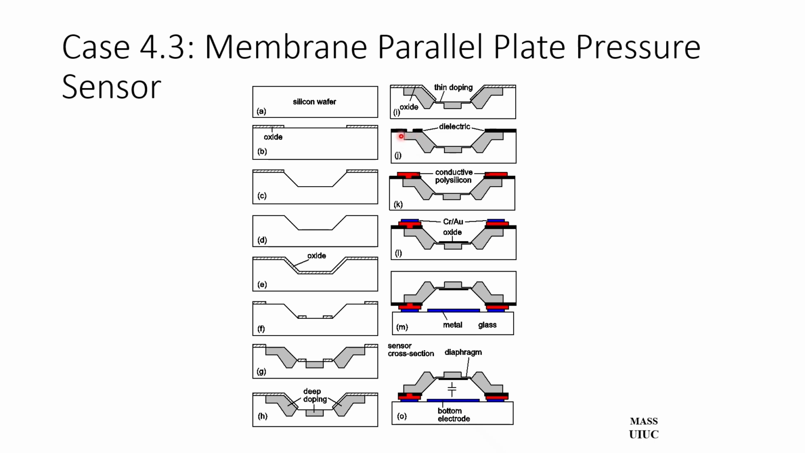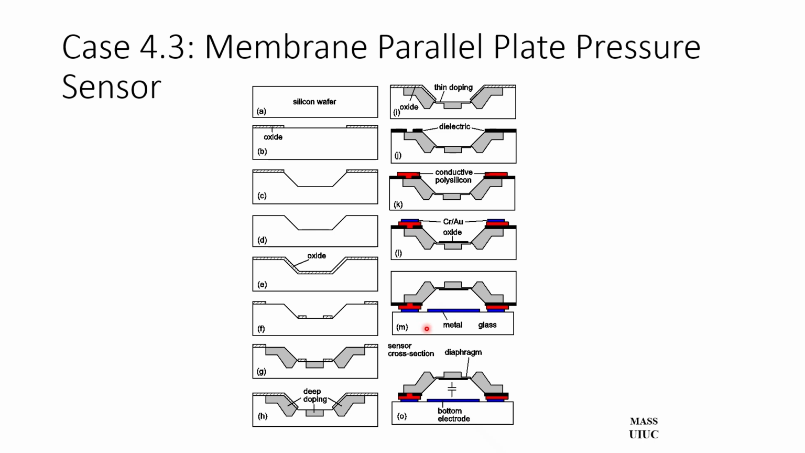After this, we grow the insulator material. This can be a dielectric material such as PECVD oxide. Then we grow a layer of conductive polysilicon and then chrome gold as a conductance. The chrome gold is here used for bonding. This is bonded to another silicon wafer with a metal on top.